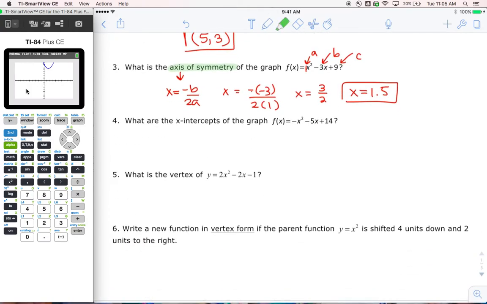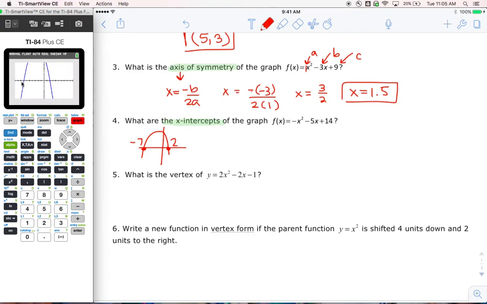Problem number 4. What are the x-intercepts of the graph? Hopefully you know what x-intercepts mean. We've been doing y-intercepts for a long time. X-intercepts is real similar. Let's go ahead and type these in. We got -x squared minus 5x plus 14. All right, here we go. Let's graph this thing. We can see here's an x-intercept and here's another x-intercept. I'm going to draw a quick little sketch here just to help me out. Got 2 zeros, 2 x-intercepts, one here, one here. This one is 2, it looks like. This one is at -1, 2, 3, 4, 5, 6, 7. This one's at -7.